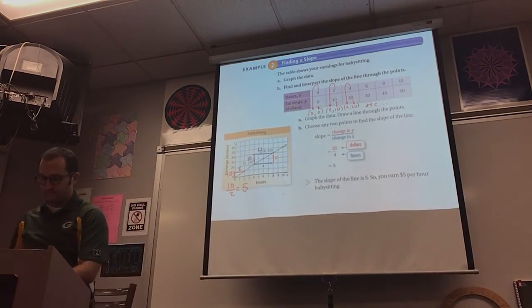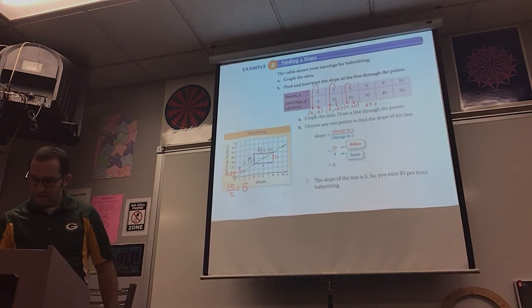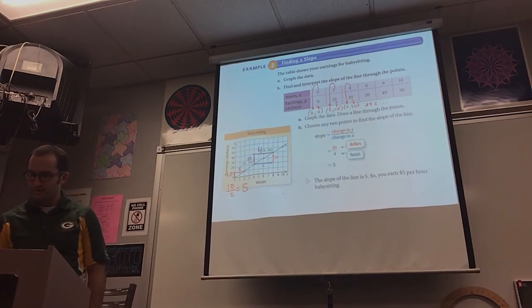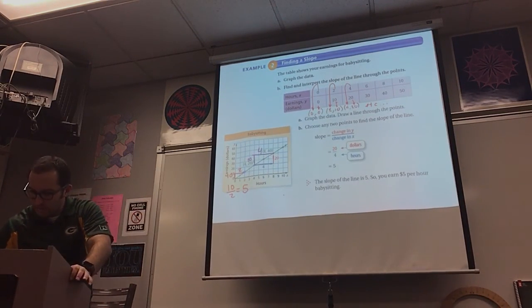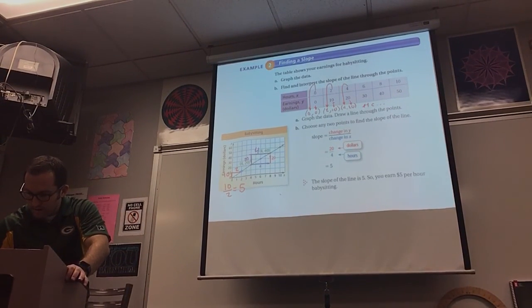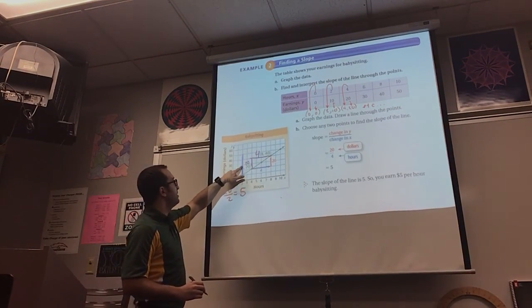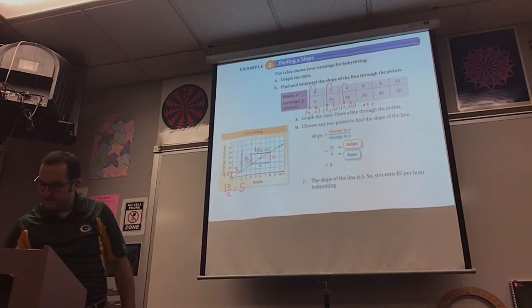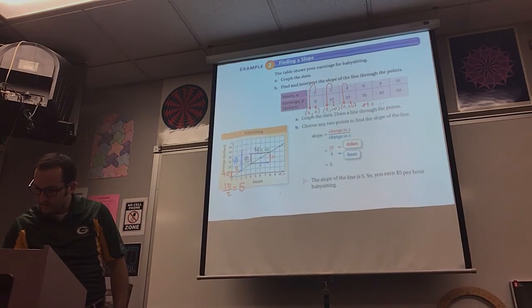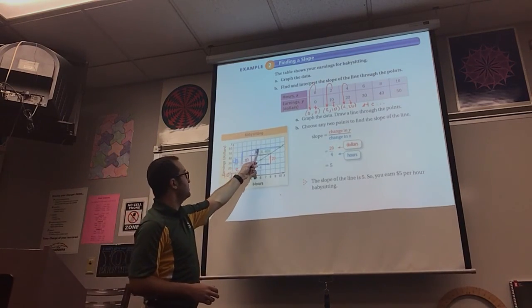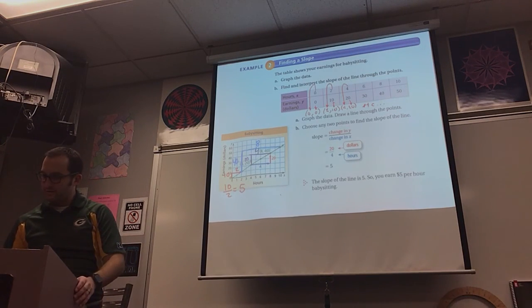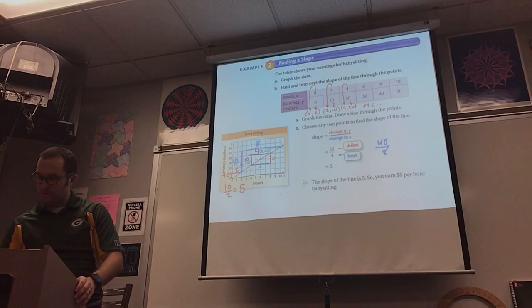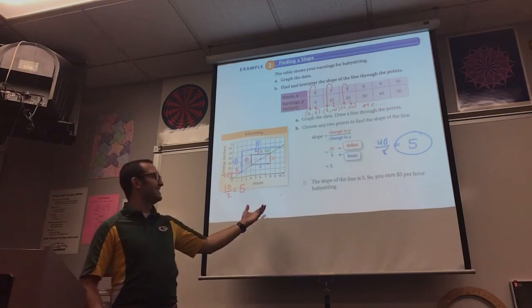Let's do one more. Let's go from this point. A little bit tougher, right? Let's go from here to the farthest point. So how high do we rise from 10 to 50? 40 spots. And then we count, 1, 2, 3, 4, 5, 6, 7, 8. And we get 40 over 8, which equals 5. What do you see?